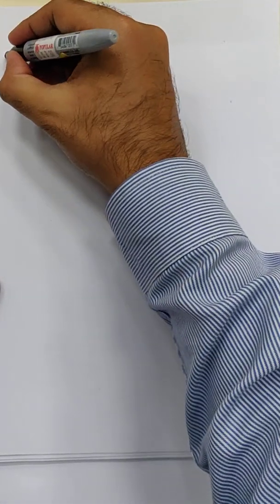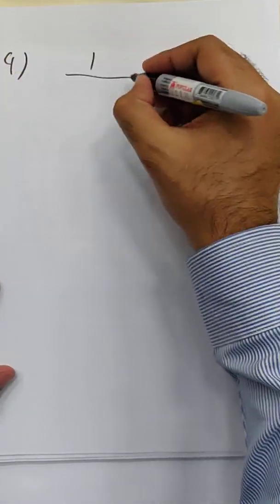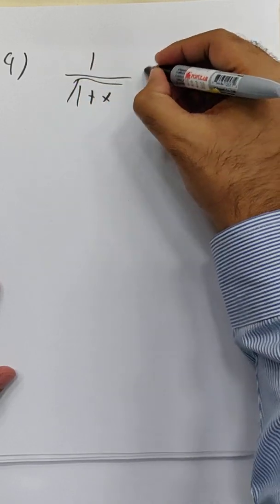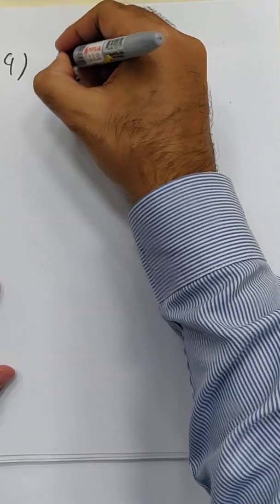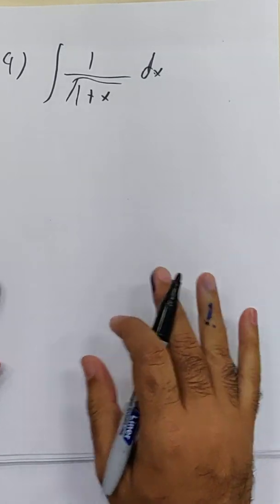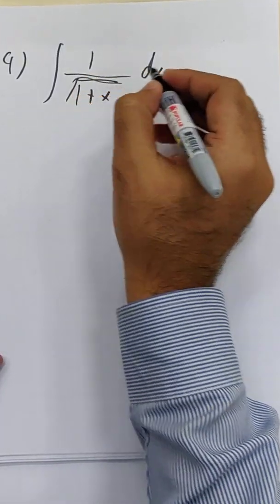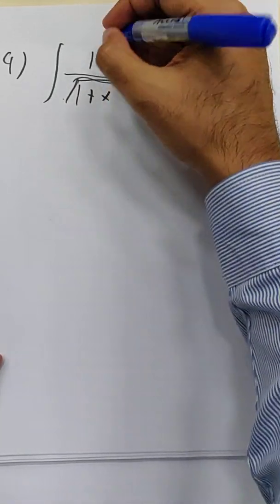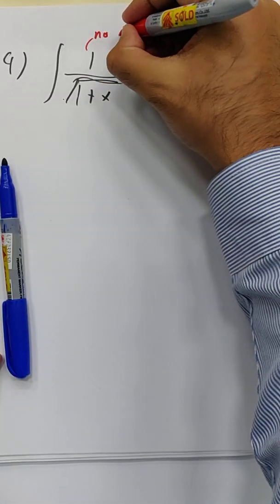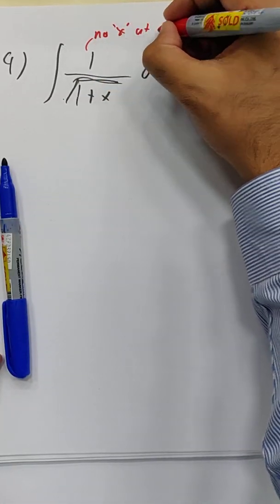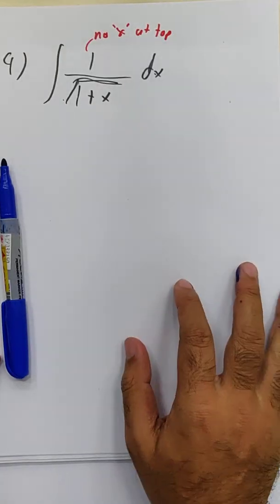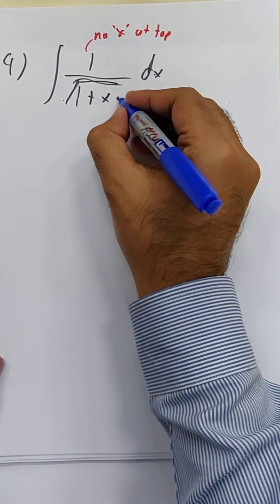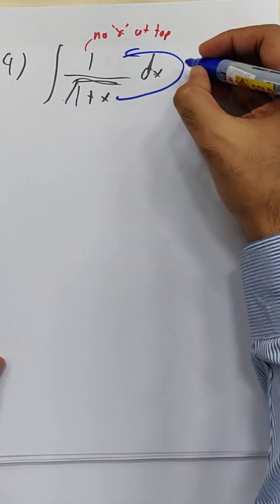Okay, the next one is question number 4, the one with the square root. But for these particular questions, I can see that there's no x at top. Only x at bottom. You can see here no x, or numerator, you can call it that way. So I can bring this equation up.